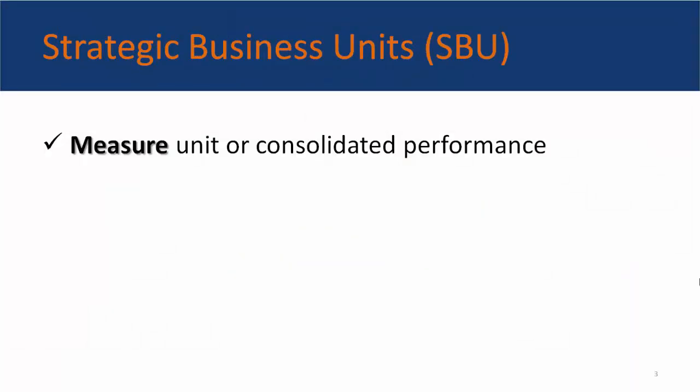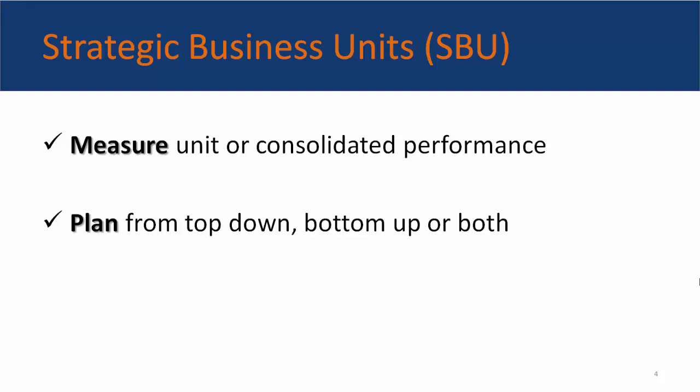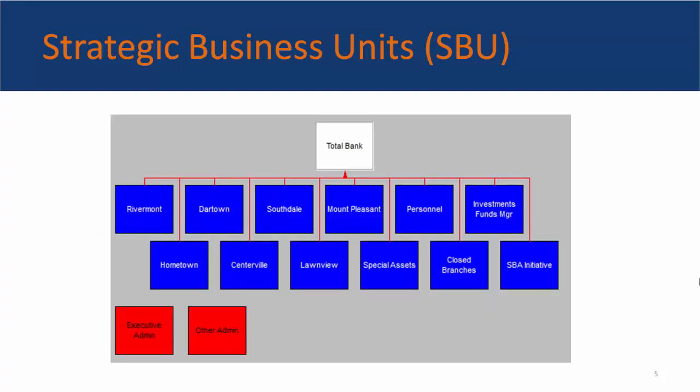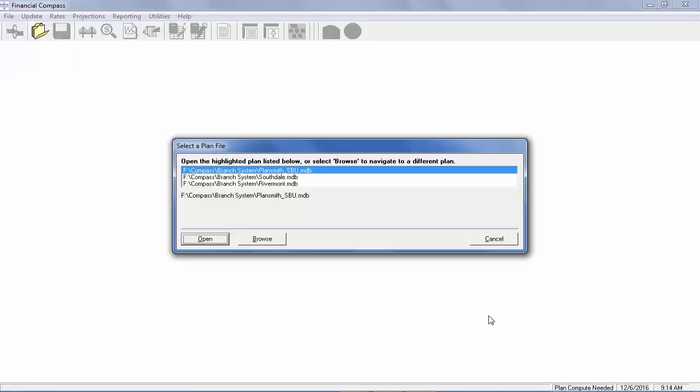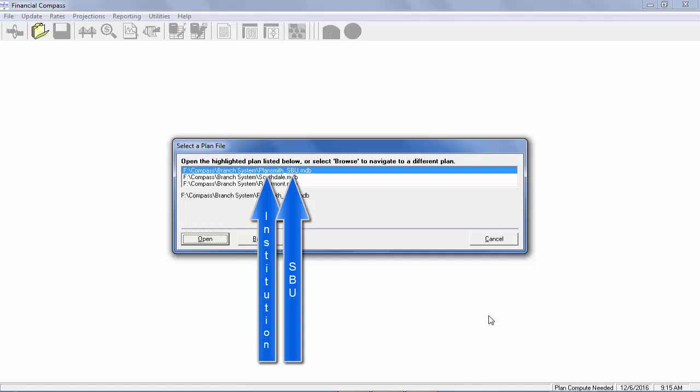The SBU version of Compass lets you measure performance by branch or department and plan at both the branch and consolidated level. This session will focus on features that automate and simplify the process of handling multiple branches and departments. Compass allows you to load either the consolidated plan or an individual branch, but it's usually easier to start by loading the consolidated plan. Often the consolidated plan name is the institution name plus the letters SBU.